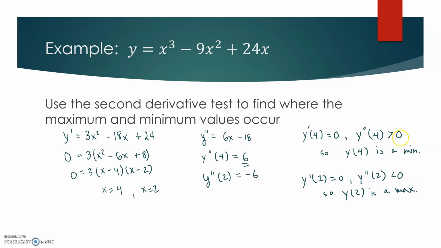If you need to draw it out, greater than 0 means we have concave up like a cup. And we have a horizontal tangent line, so there's a minimum at that point. Second derivative less than 0 means concave down like a frown, horizontal tangent line, so we would have to have a maximum at that point.